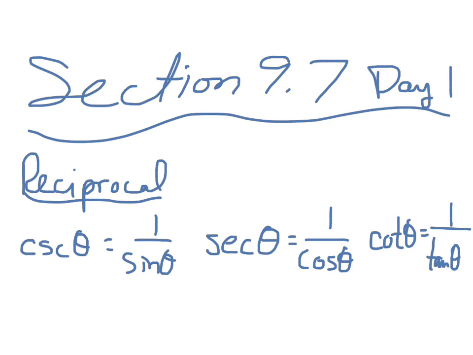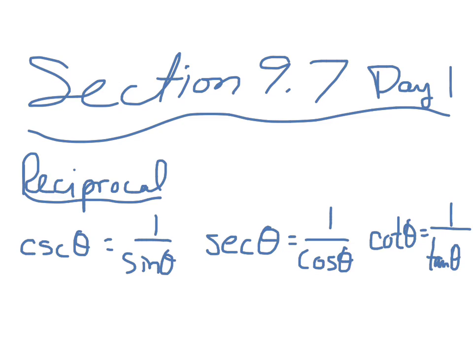Oh, yeah. Those are your reciprocal identities. So if I give you the cosecant is this number, all I have to do is flip it over and that gives me the sine, and vice versa. If I give you the sine of theta is this fraction, all I do is flip it over and I have the cosecant done. Those are the reciprocal identities.